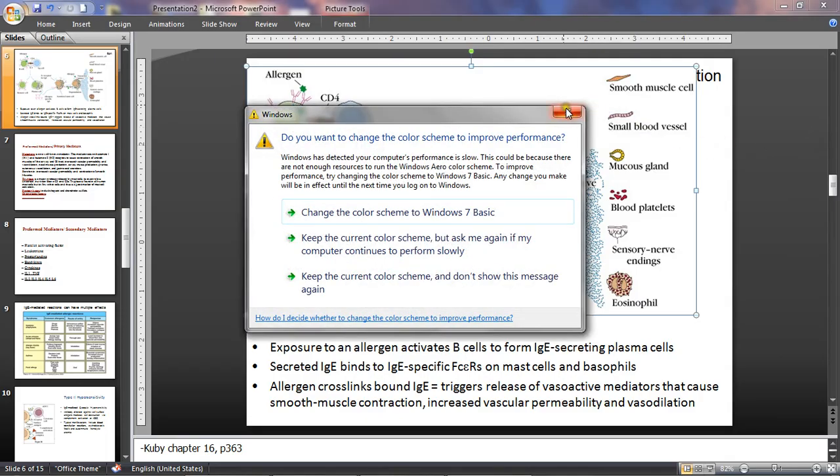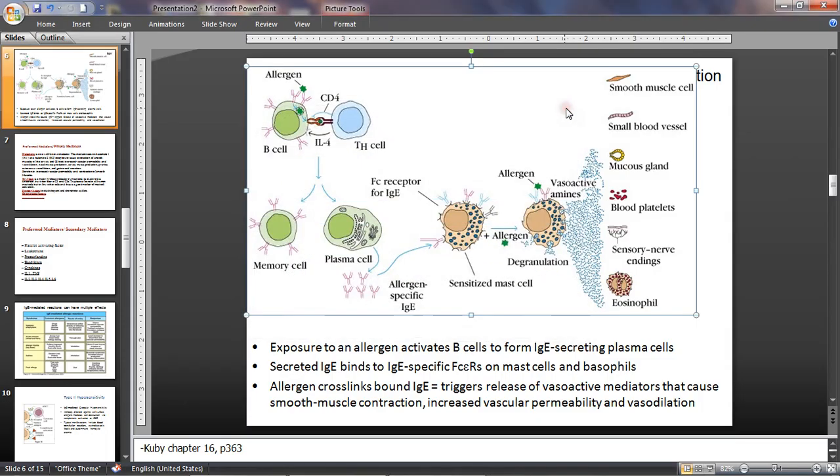There could be a feeling of itching due to the irritation of the sensory nerve endings. There could be eosinophil chemotaxis to the site of the injury.